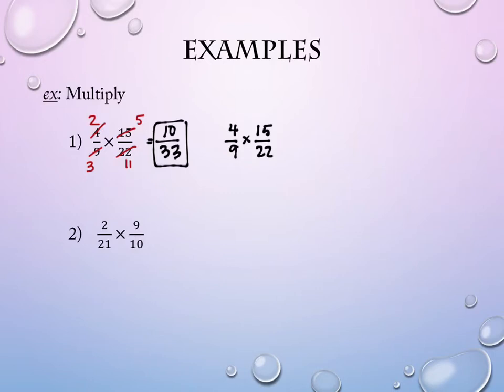All right, so if we go with the second option, we multiply straight across the top, straight across the bottom. So what is 4 times 15? Y'all know? 60. It is 60. Good. How about 9 times 22? 198. 198.